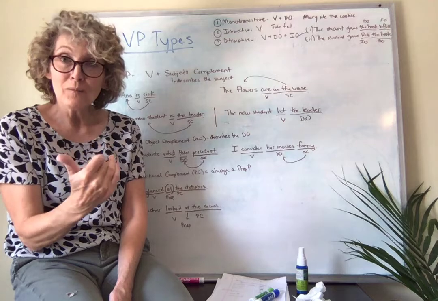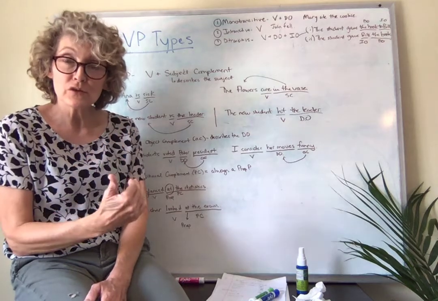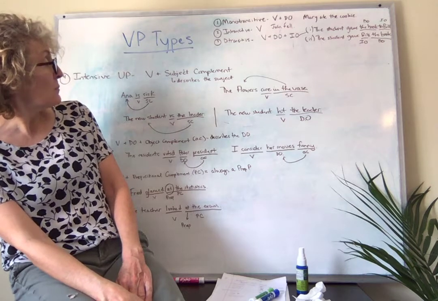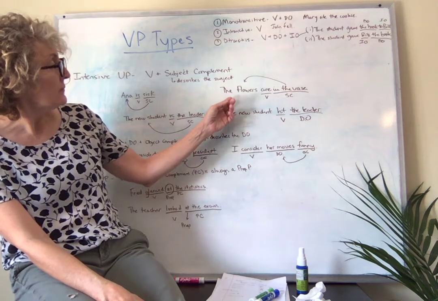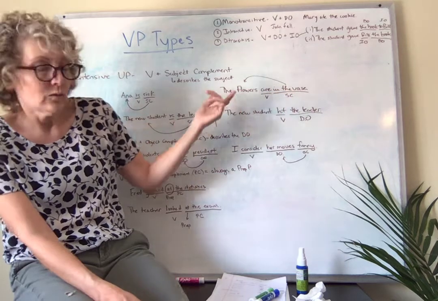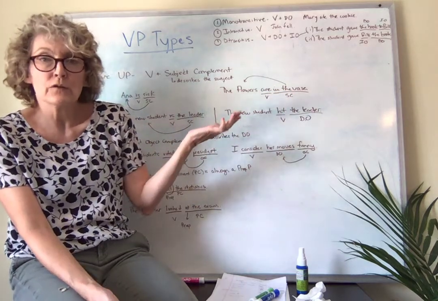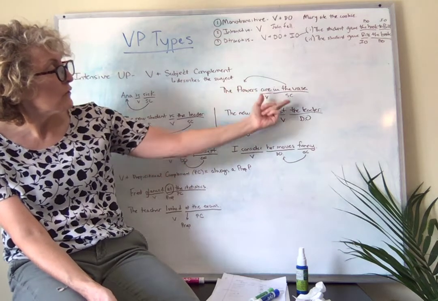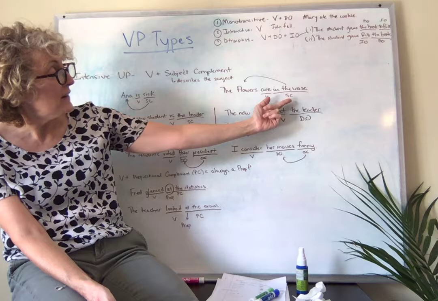What they have in common is that they all refer back to the subject of the sentence. So, for example, if you said, "The flowers are in the vase." Well, just looking at this on the surface, we know that the flowers is the subject. Okay, for the predicate then, we've got are in the vase.